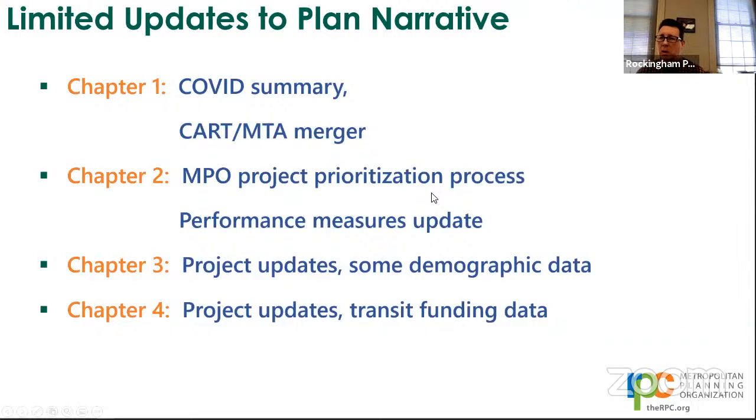I'm going to let maybe Scott take over at this point and talk about some of the updates to the text and the narrative and the plan that have occurred.